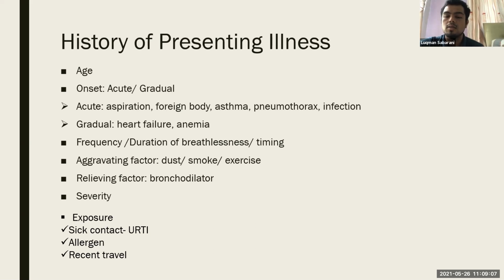Okay, and then we can also assess the patient by the way he or she talks. Does she talk in sentences, phrases, words, or is she unable to speak? And also the patient's alertness. Is she or he agitated, drowsy, or confused? We also assess accessory muscle usage and wheezing. Is it moderate or loud wheezing? And then we need to know the exposure, for example, sick contact, upper respiratory tract infection, any exposure to allergen, or any recent travel history.